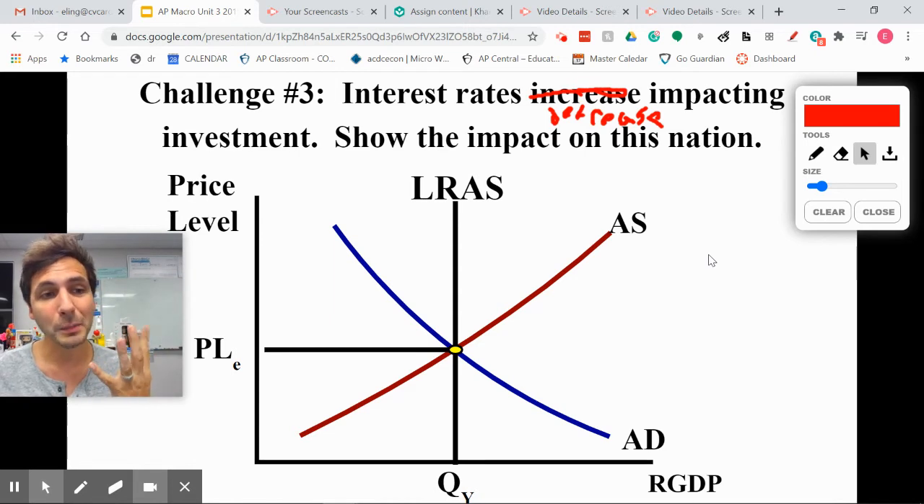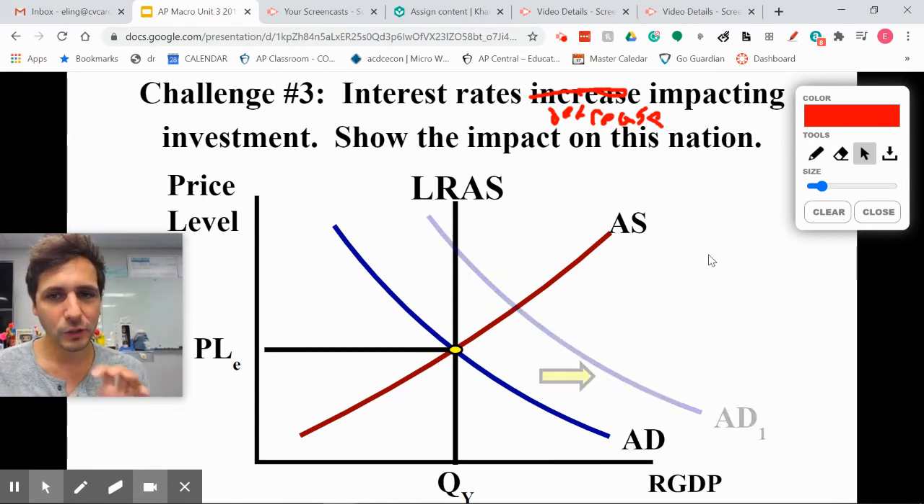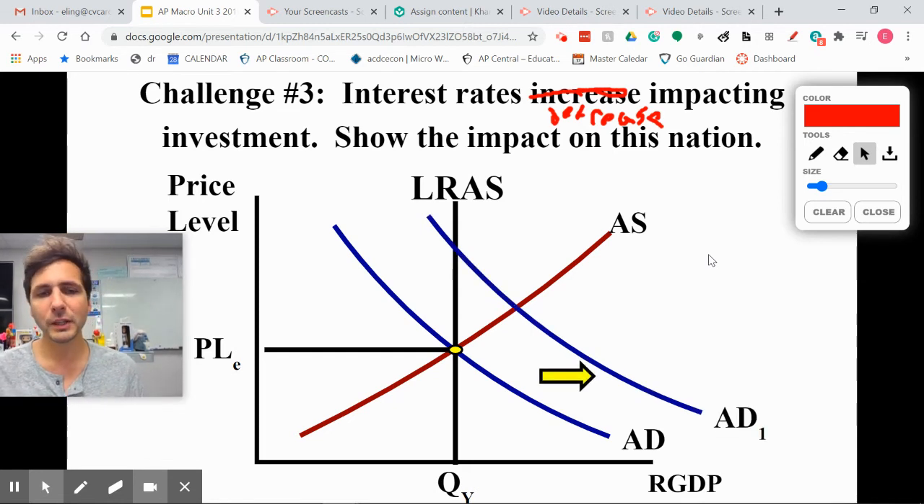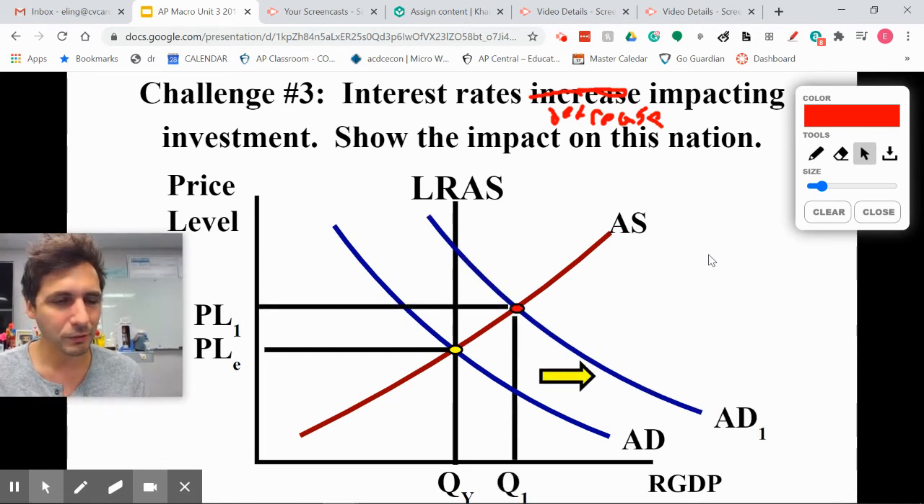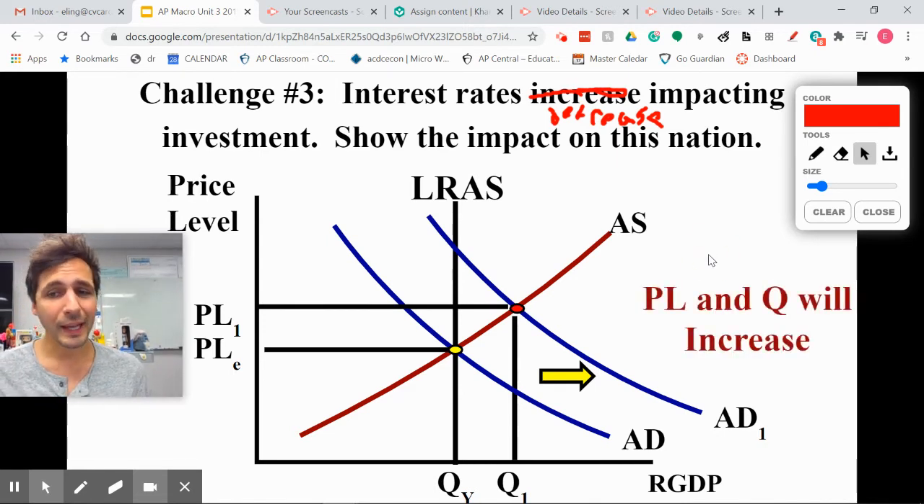Investment is one of the 4 elements of aggregate demand. It's the I of C-I-G-N-X. So aggregate demand is going to shift to the right. When aggregate demand shifts to the right, it gives us a new price level and a new GDP. Our price level has risen, and our GDP, or our quantity produced within the borders of our nation, has risen. What kind of a gap do we have? This is an inflationary gap.